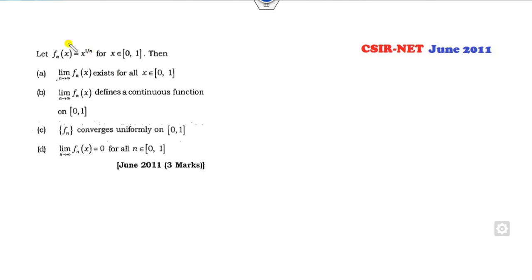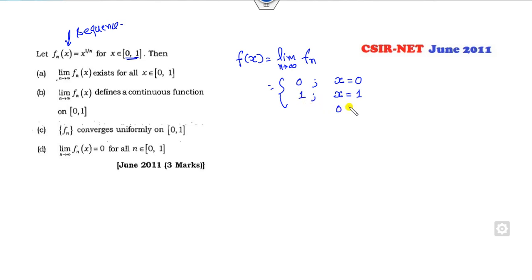Look at this one. First of all, you can see this is a sequence. It is not a series. Then your target is to find the value of f(x) as the limit as n approaches infinity. The domain is [0,1]. What is the limit when x is equal to 0? It is 0. What is the limit when x is equal to 1? It is 1. What is the limit when x lies between 0 and 1? It is again 1. So is it a continuous function? No, it is not a continuous function.